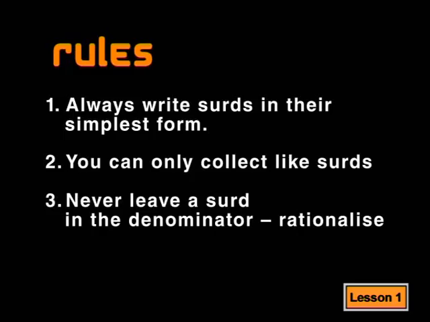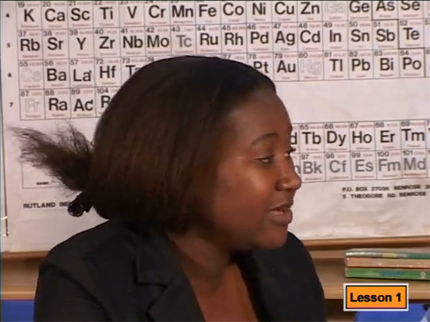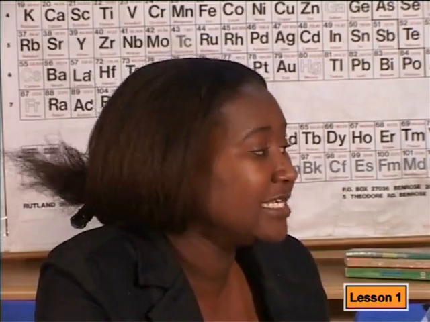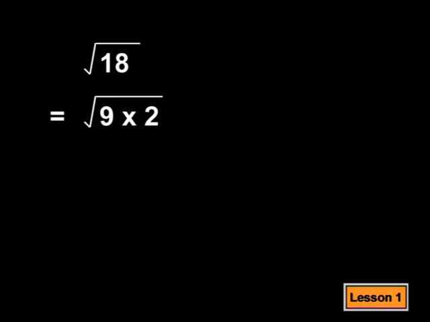Now you've lost me. How do you know which are like surds, and what does it mean to rationalize? Would you say that root 18 is in its simplest form? In other words, is 18 a prime number? No, it isn't. Okay, so to simplify 18, we would need to write it as a product of its prime factors. Do you think you could do that? I think so. 18 is the same as 9 times 2. 9 is 3 squared. So that's the square root of 3 squared times 2.